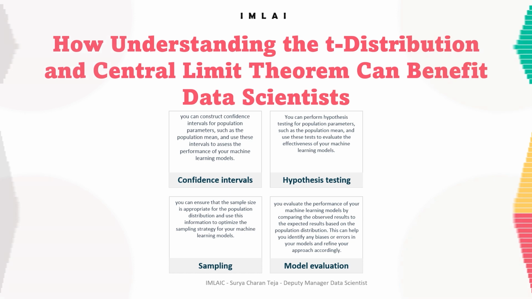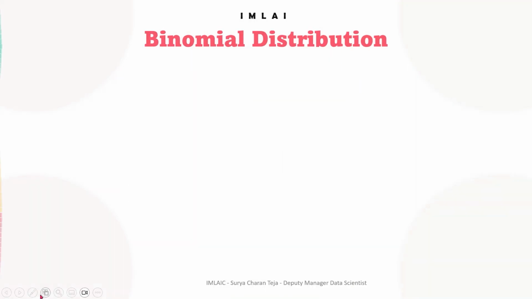Now let's look into the most important distribution for a data scientist, which is the binomial distribution. Before I explain what the binomial distribution is, I would like to give you a brief overview. Then we will jump into understanding the formula in depth.